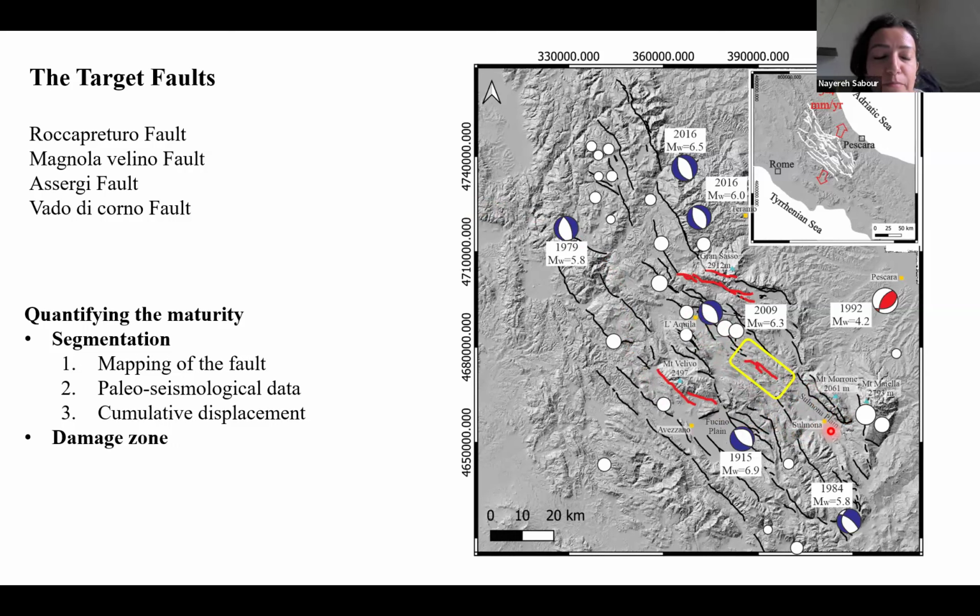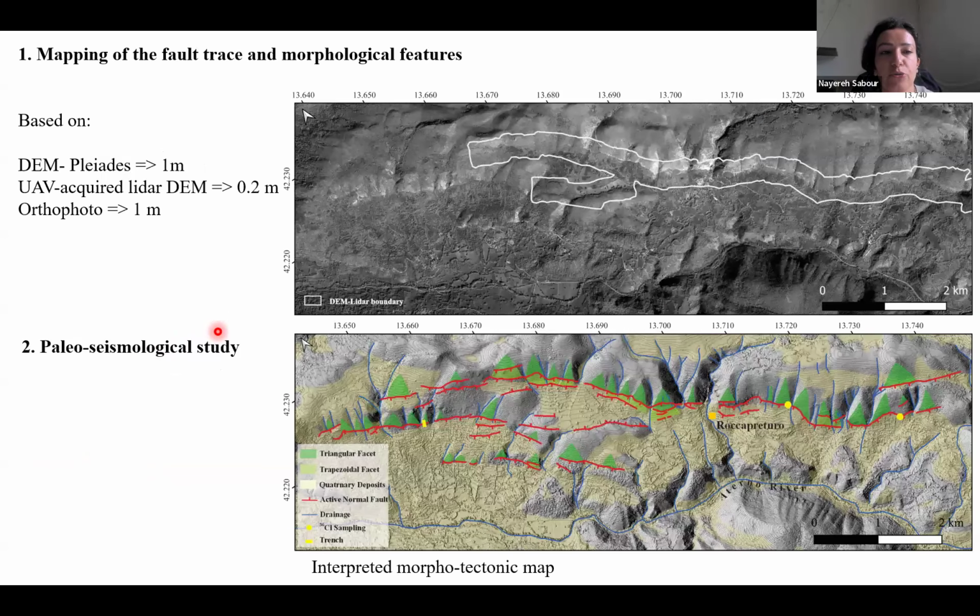And again, as I said in the midterm meeting, for quantifying the maturity, we are going to use 2 observations, segmentation and damage zone. And the damage zone is the part that I am going to do with UNIP University in my secondment. So now we focus on the segmentation. For segmentation, we need the accurate mapping of the fault, the paleoseismological data, and defining the cumulative displacement of the fault. So we started with accurate mapping based on the DEM Pleiades, DEM LiDAR, and orthophoto.